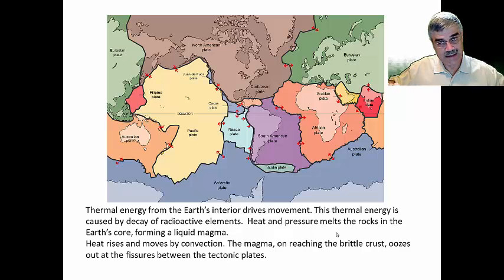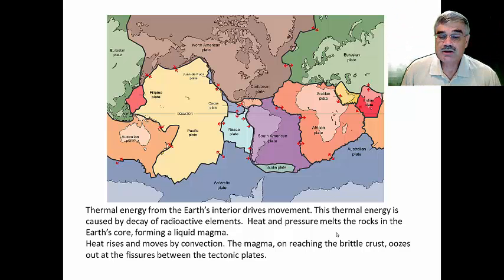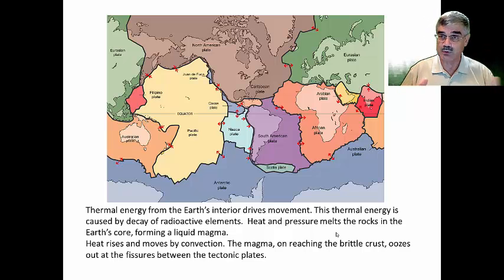Now, this liquid magma acts just like boiling water in a sense. That is, this heat moves by convection rather than conduction. That is, complete masses of the magma move as a group and percolate up until it reaches the brittle outer crust, at which time it will ooze out from the cracks wherever it can. Basically that is what happens with volcanic eruptions, or when we have magma seeping out between these fissures and solidifying, forming new seabed floor.